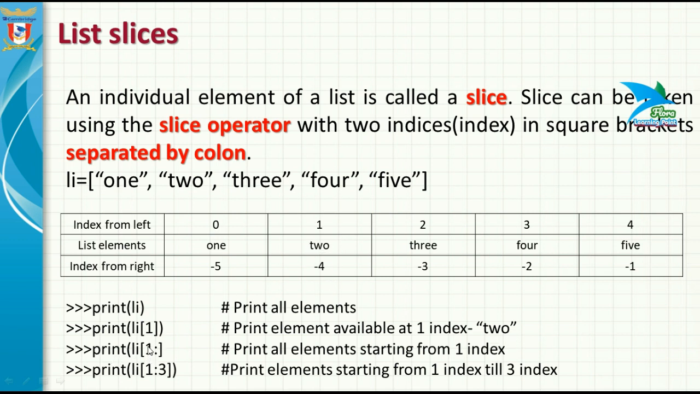And if you specify an index, then a colon, then it will print all elements starting from that index. So starting from the first index, it will print all the elements available in that list. And if you specify an index, then colon, then an end index, this one is the start index and this one is the end index, and this statement will print elements starting from the first index till the third index, but it will not print the element available at the end index position. So the result will be 2 and 3.